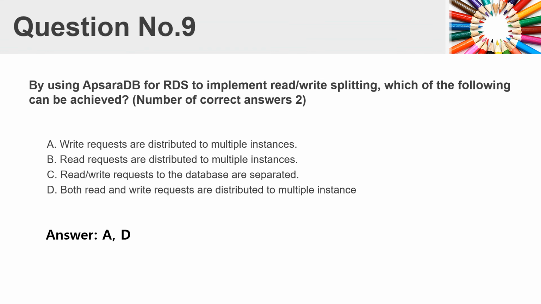Question number 9. By using ApsaraDB for RDS to implement read-write splitting, which of the following can be achieved? Number of correct answers: 2. A. Write requests are distributed to multiple instances. B. Read requests are distributed to multiple instances. C. Read and write requests to the database are separated. D. Both read and write requests are distributed to multiple instances. Answer: A, D.